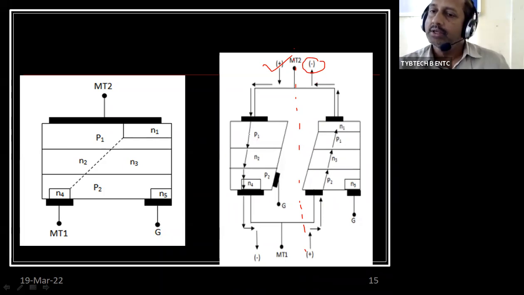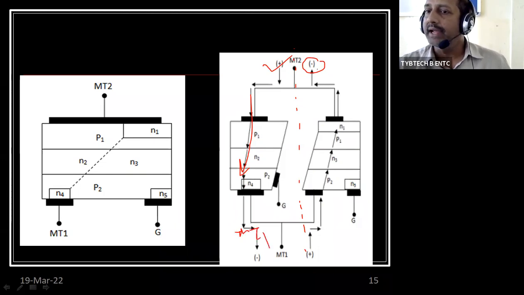For the current flow, you are supposed to find out the direction. As I told, in 2 modes it is in one direction and in the other it is reverse. If MT2 is positive, it will be from MT2 to MT1, because we know that here it is MT1.